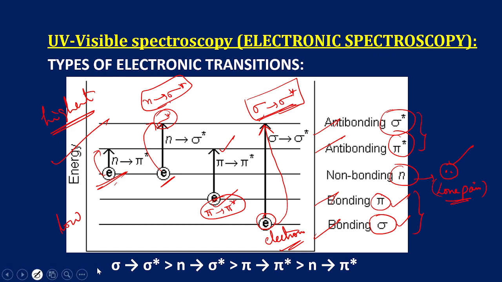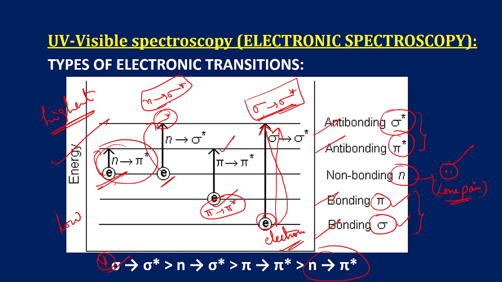See here, at the bottom I have written the order of the energy levels of all these transitions. If you observe the sigma to sigma star, see here, it is the very highest length. That means the electron has been excited from the very lowest energy level to the very highest energy level. That means the energy is very high for the excitation of the electron from sigma to sigma star. And the last one is n to pi star. It requires very little energy, so it immediately jumps from n to pi star, that's all. So the order is this: sigma to sigma star, after that n to sigma star, and pi to pi star, and finally n to pi star. This order also you have to keep in your mind.